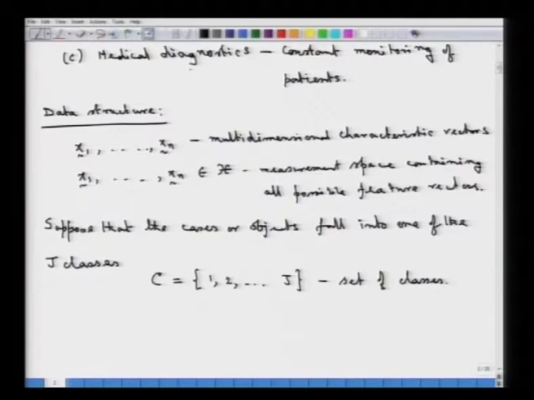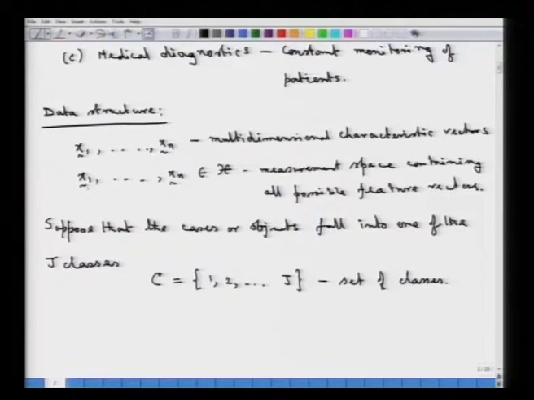Now, in the loan application case, when I talked about a particular loan application being low risk, medium risk or high risk, we essentially say that there are three classes into which a particular loan application can fall. When we are talking about medical diagnostics, we are looking at two classes, when we say that the condition of the patient is critical and the condition of the patient is not critical. So, there are two possible classes. Along with each of these multidimensional feature vectors, there will be a class membership attached to it, which in general we take as J classes. So, this is a set containing all those class identifications.